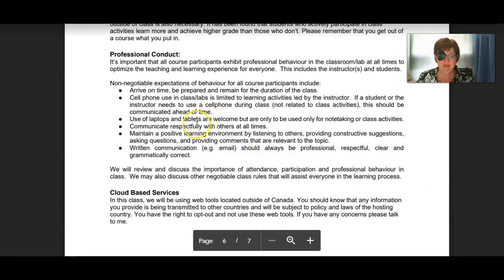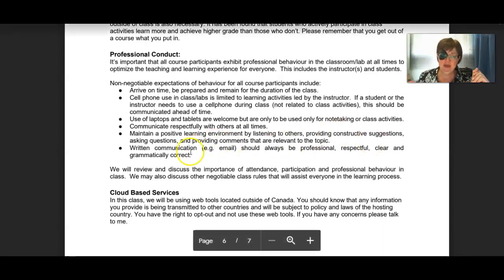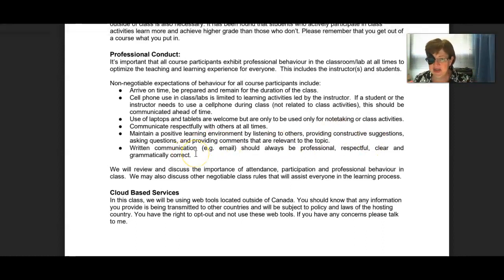You need a laptop. One thing that's important is to communicate respectfully at all times. Please realize when you email me, you're emailing a professor, you're not chatting with a friend. So please use sentences and proper grammar and a proper salutation. That doesn't have to be fancy, but even just hello will work fine. Okay. Professional, respectful, clear, and grammatically correct the best you can. Because I often answer a lot of emails on my phone, I've got big thumbs.